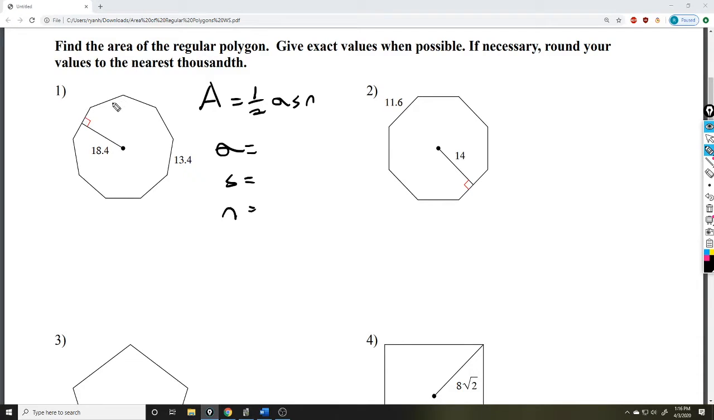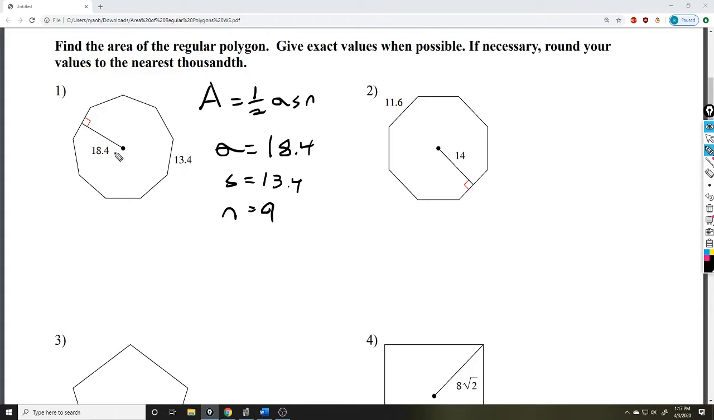How many sides does it have? It has 1, 2, 3, 4, 5, 6, 7, 8, 9 sides. The side length, that's over here. It's 13.4. And the apothem, that's right here. It's 18.4.